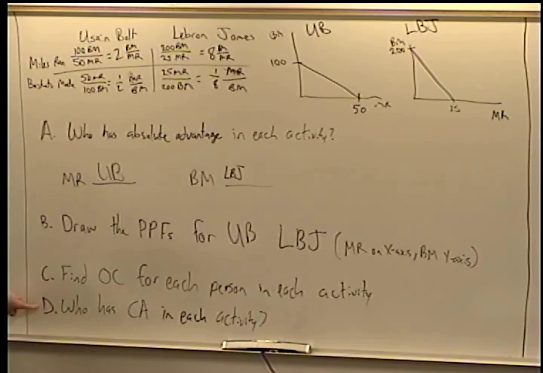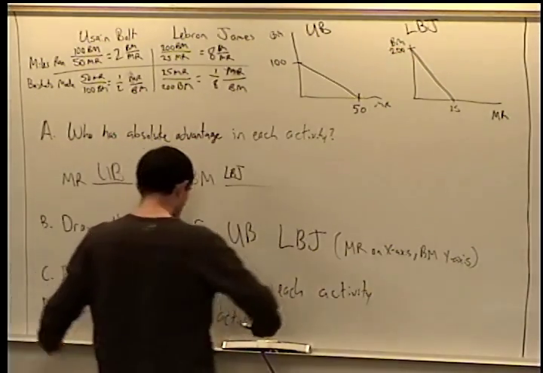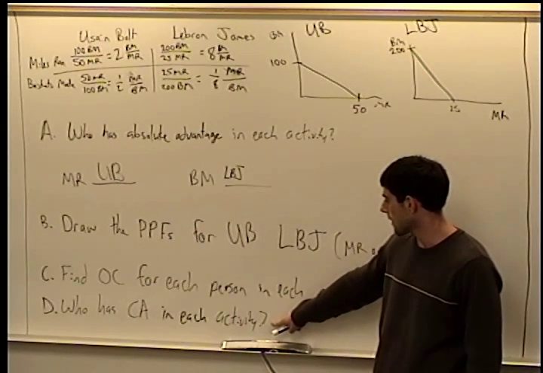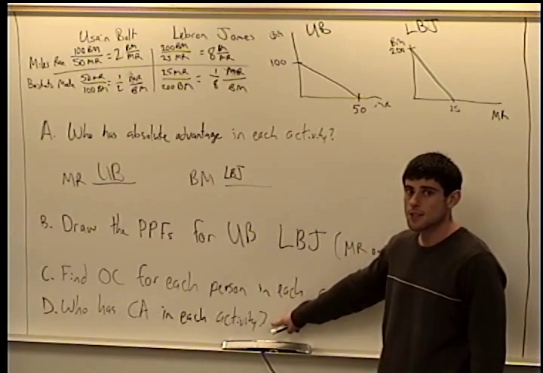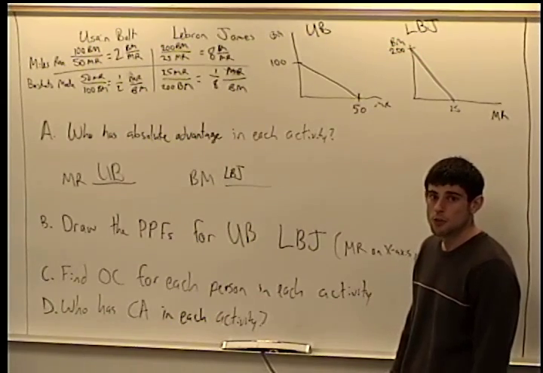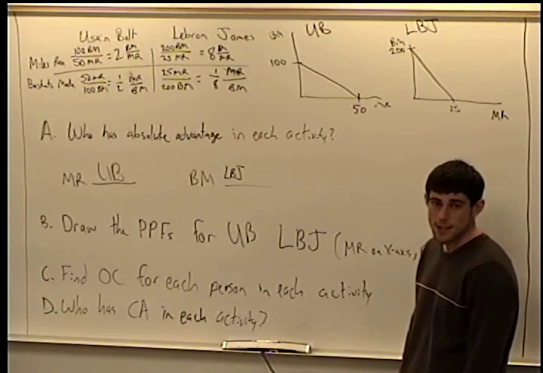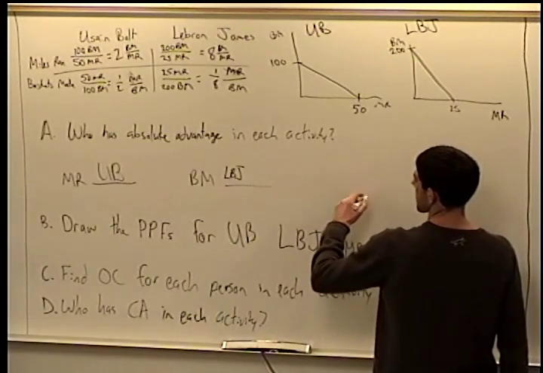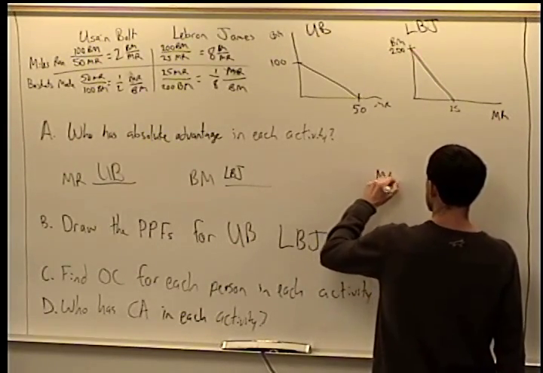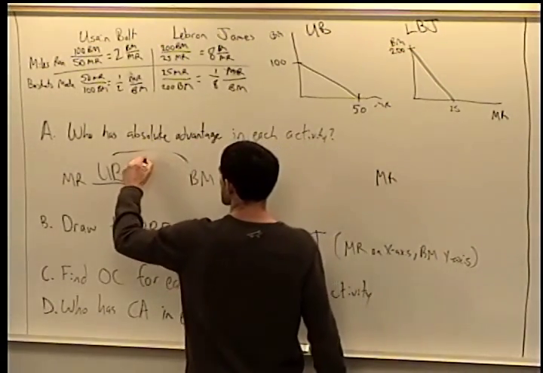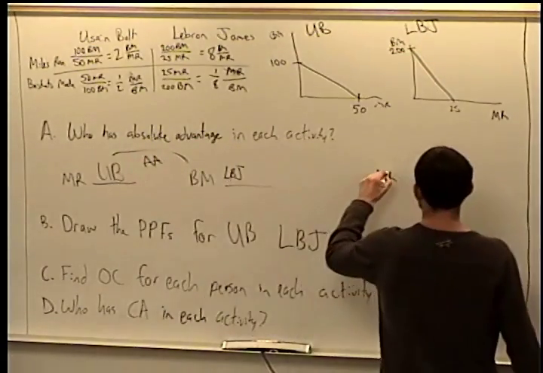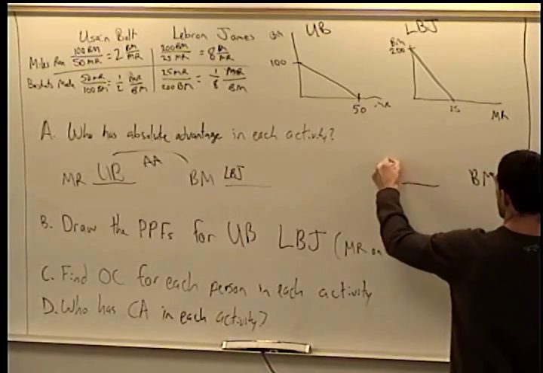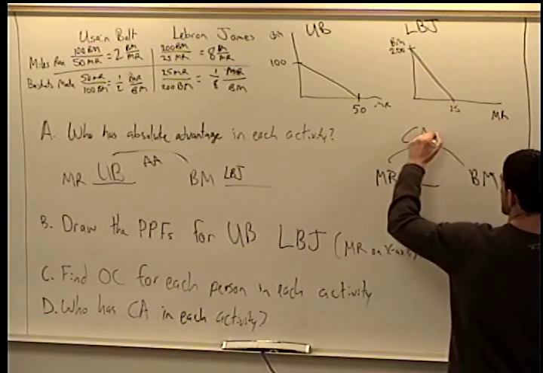And then lastly, we have part D. So for part D, who has the comparative advantage in each activity? So we want to know who has the lowest opportunity cost for baskets made and miles ran. So here we can do miles ran. So this is for absolute advantage. And baskets made. And then this is going to be for comparative advantage.